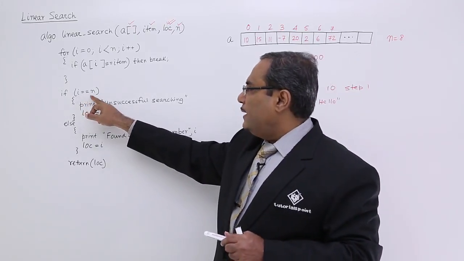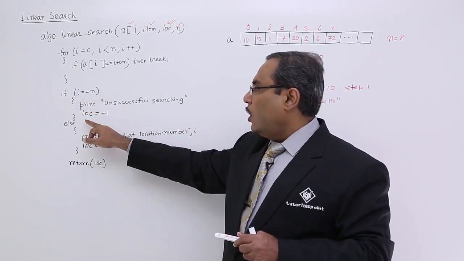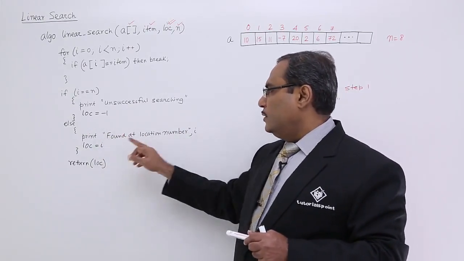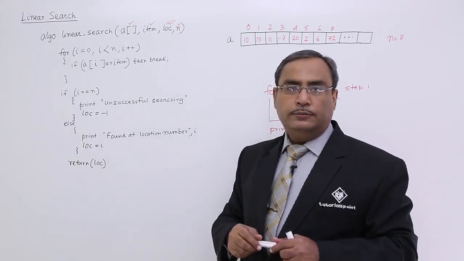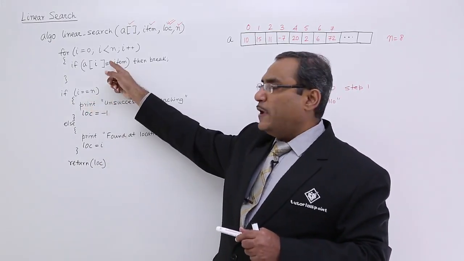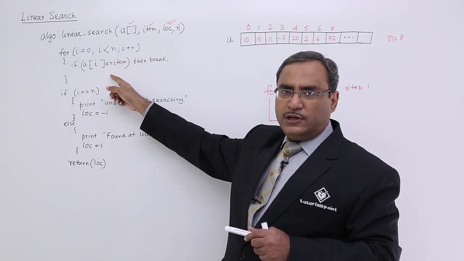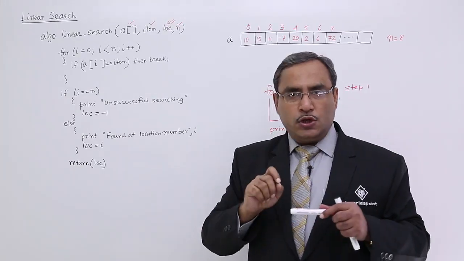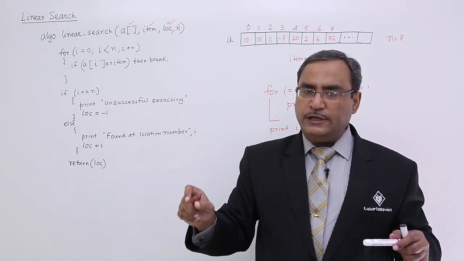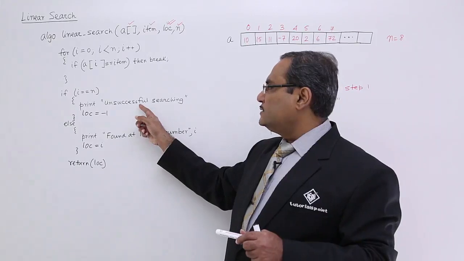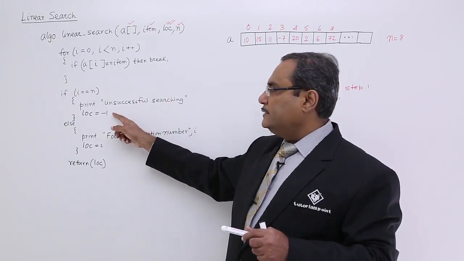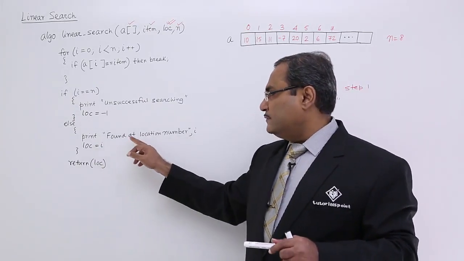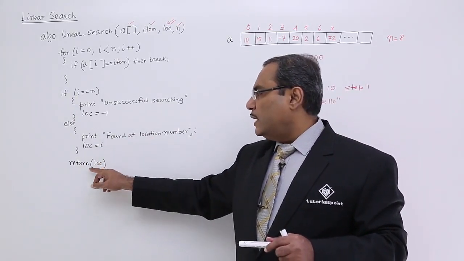So if I is equal to n, print unsuccessful searching and lock is equal to minus 1. Else print found at location number I, lock is equal to I, and return lock. It happens when the loop has got exhausted, and the loop will get exhausted if and only if A[I] is equal to item is not true for any one of the locations ranging from 0 to n minus 1. So unsuccessful searching will get printed and lock is equal to minus 1, because minus 1 is not a valid subscript. Otherwise found at location number I, lock is equal to I and return lock.